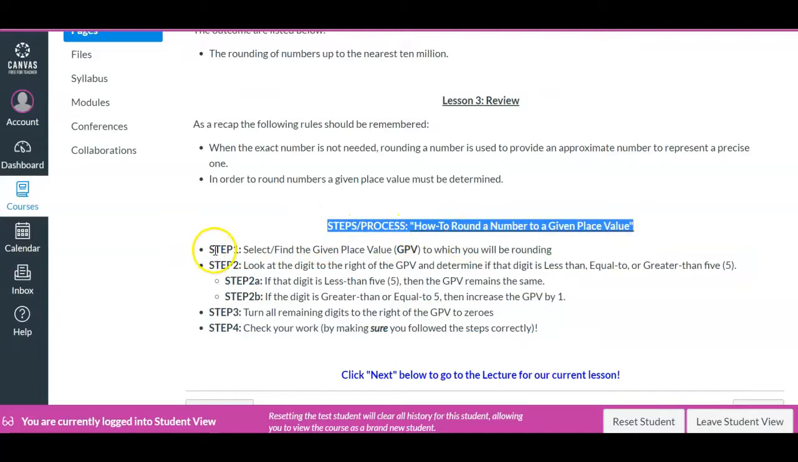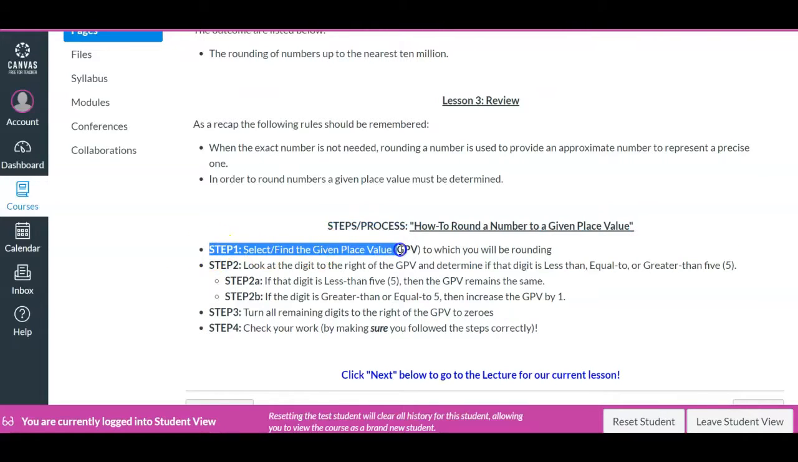place value. So step 1 is to select or find the given place value that you're going to be rounding to. Okay, that is usually provided for you in the directions. So make sure that you read the directions carefully in order to determine what the given place value is that they want you to round to. Okay, and if that information isn't readily accessible or you're not quite sure you understand, ask.